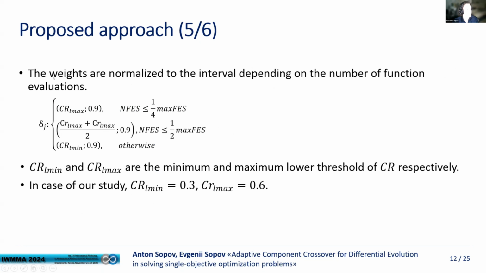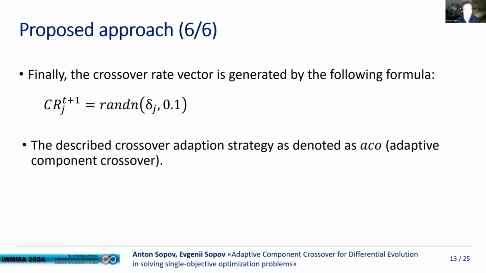Then we normalize it to the interval. At the first stages, we give the variables higher values of crossover rate, but later we lower it. And finally, when we have calculated our crossover rate values, we generate our crossover rates for each variable only for this iteration.